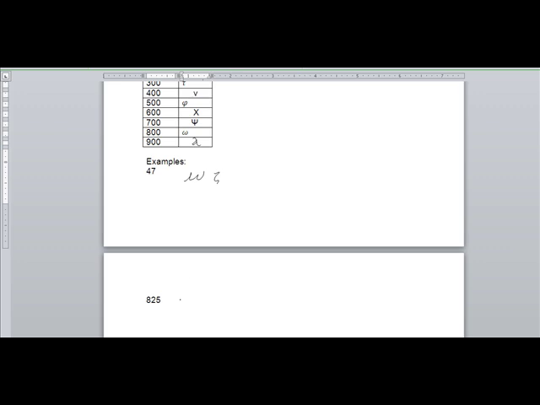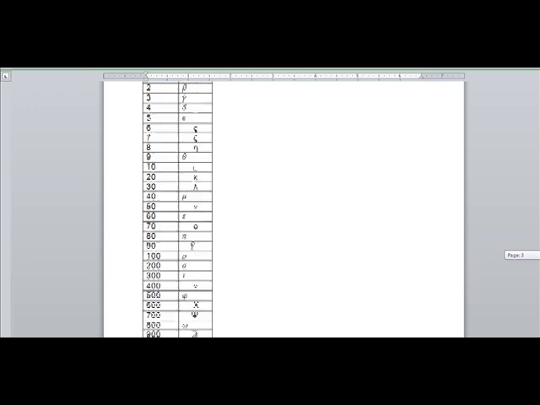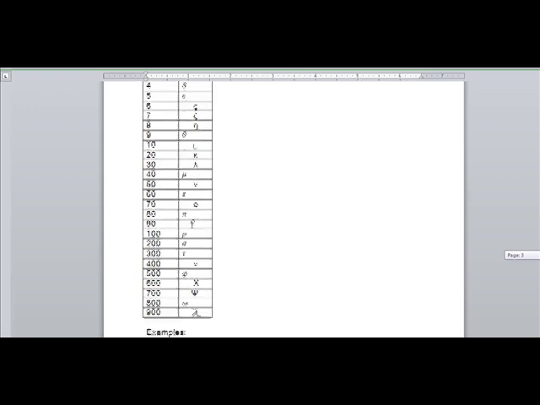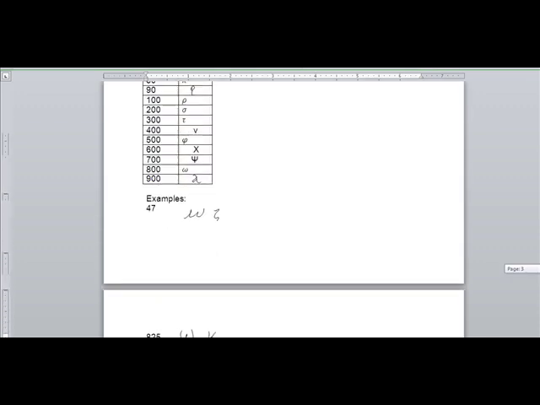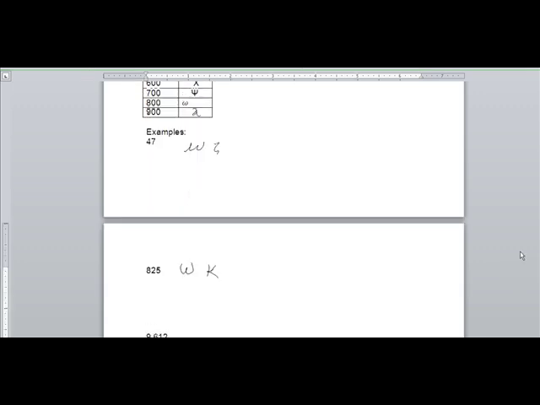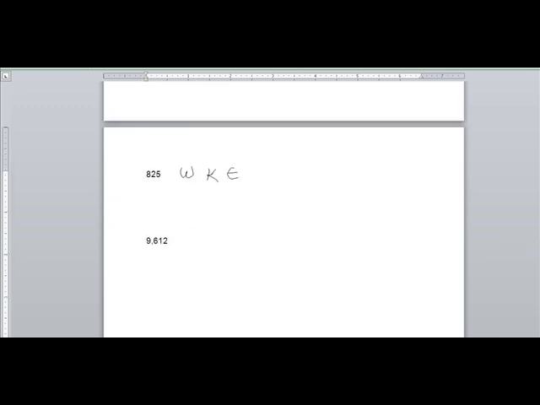Okay, 825 would be 800. All right, 20 is the K, kappa. Okay, and a 5 is an epsilon, I believe that is a capital. Maybe. Okay, now you'll notice that the table does not go beyond 900.